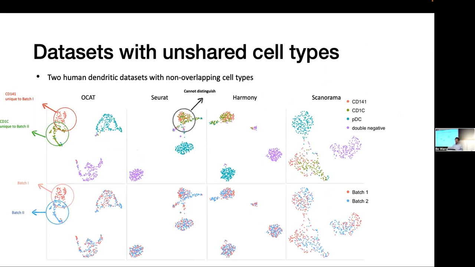Another key feature of OCAT is its ability to deal with unshared cell types. As I mentioned, many existing integration methods cannot deal with unshared cell types. So we did a test with two batches, two human dendritic cell data sets with unshared cell types. For example, CD141 is unique to batch one, and CD1C is unique to batch two. Many existing integration methods will fail this task because they have strong assumptions that the cell types are all shared across batches. And you will find, for example, Seurat cannot distinguish unshared cell types, while OCAT can relatively preserve such heterogeneity.